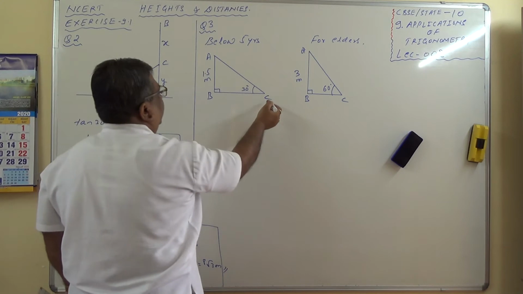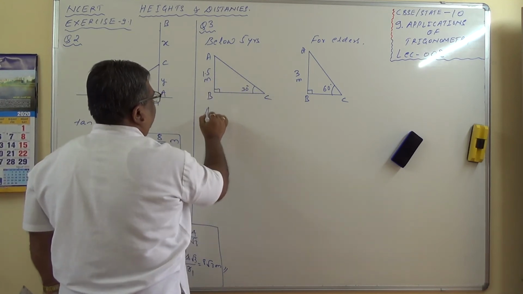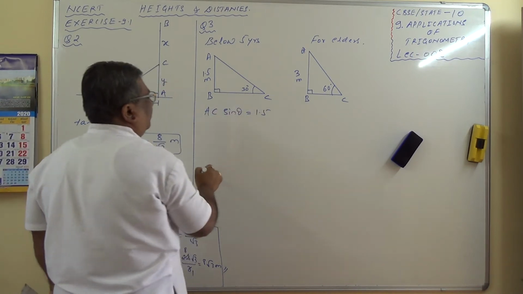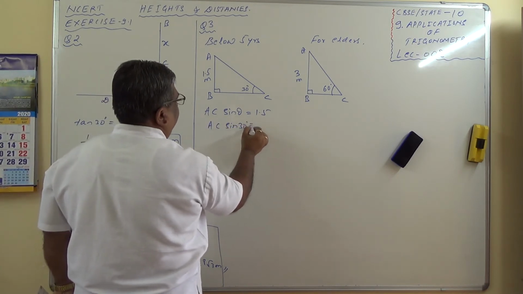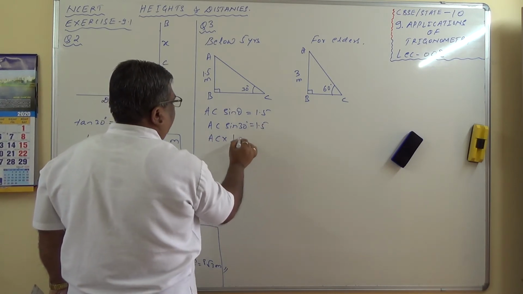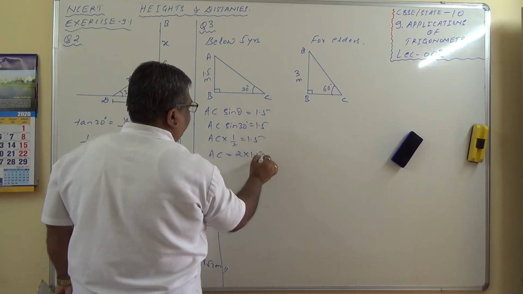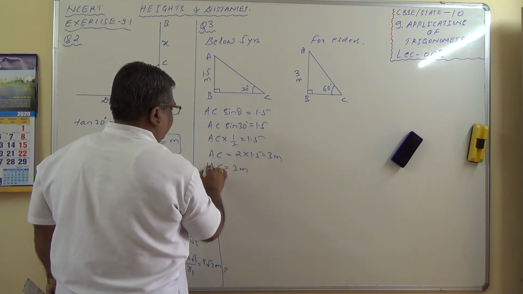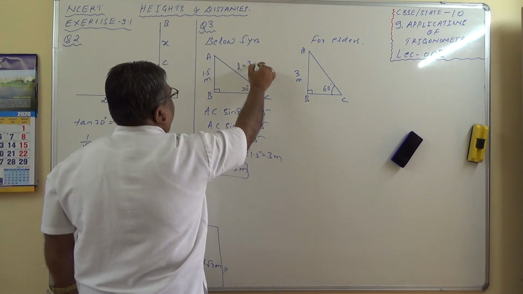So, AC equals... the relation between this and this, I'll take sine theta. AC sine 30 degrees equals 1.5 meter, and therefore AC into half equals 1.5. So AC equals 2 into 1.5, which is 3 meter. So we get the length L equals 3 meter.